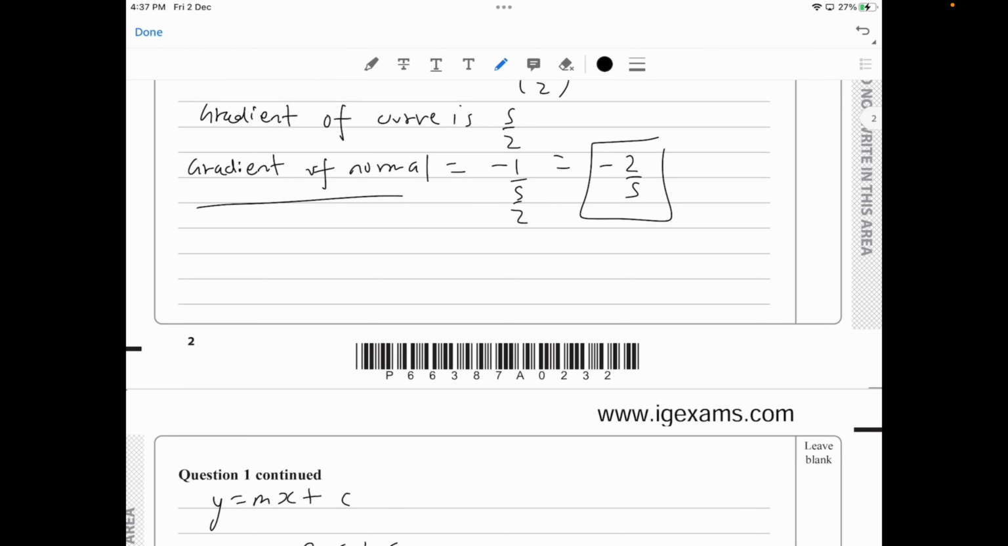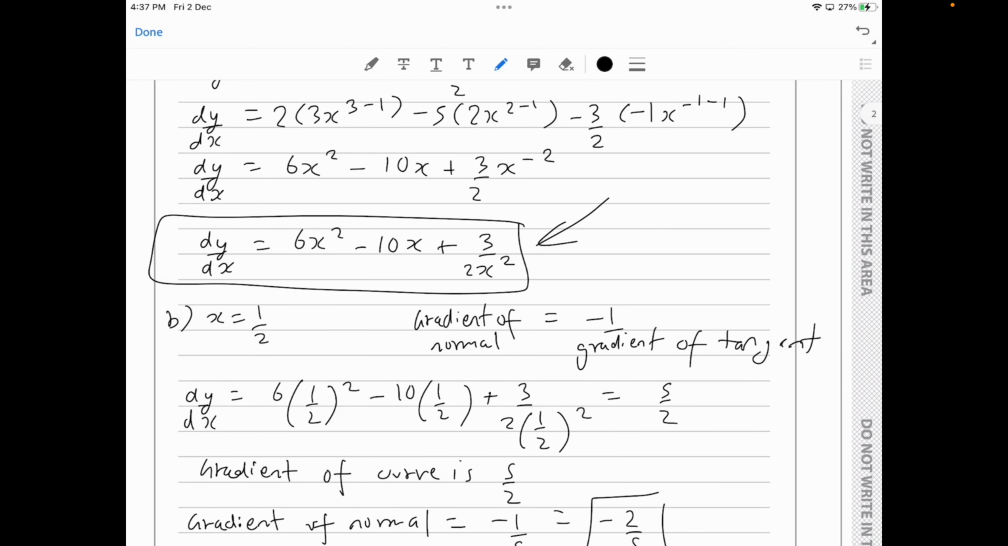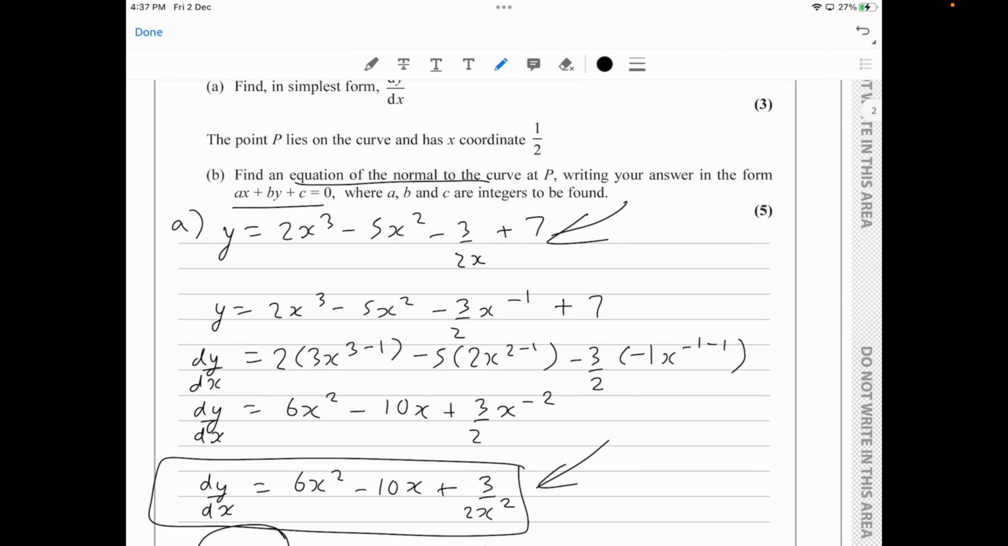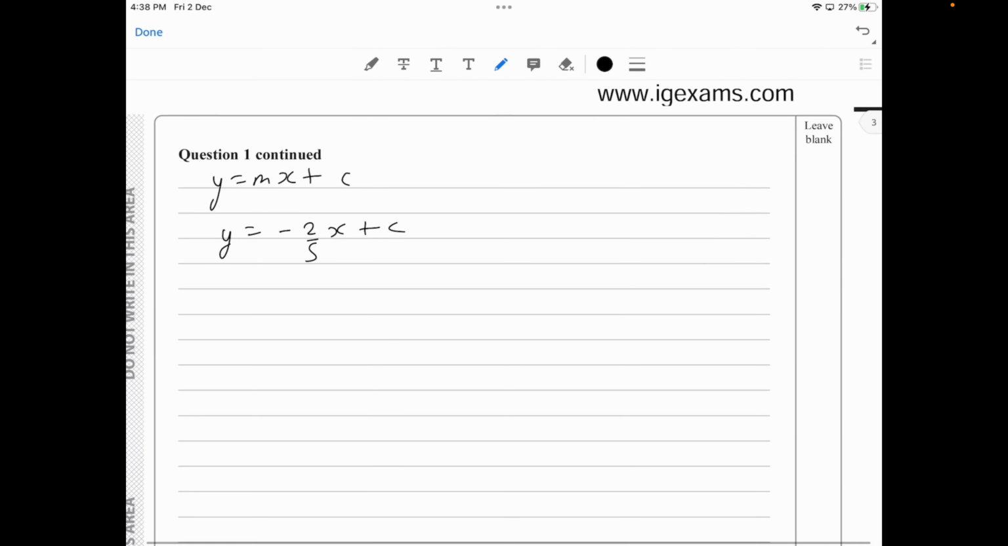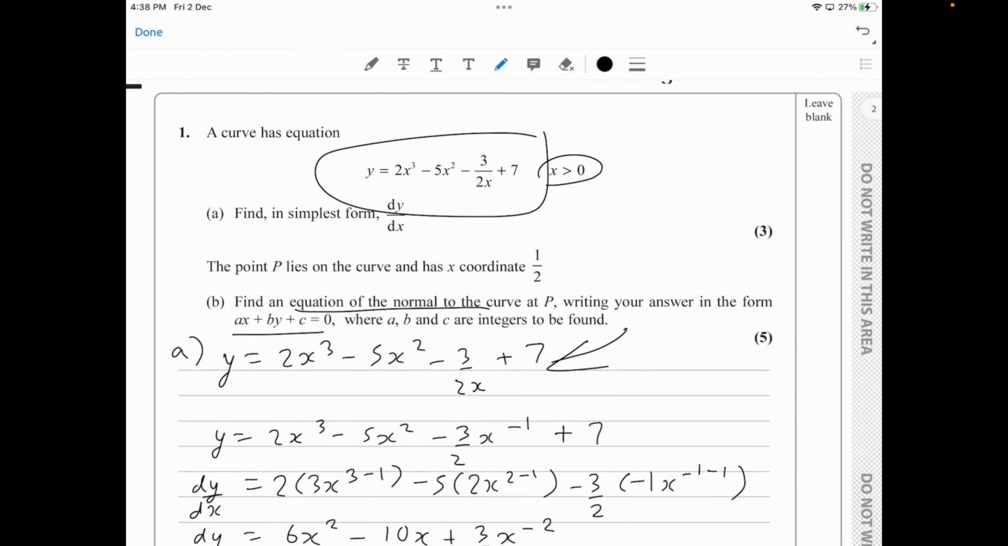So when you substitute the value of x into the differentiated equation, you're actually getting the gradient. Now when you substitute the value of x into the equation at the top, you're most likely to get the y coordinate. So that's the reason why we're going to substitute the value of x into the top equation. The top equation is y is equivalent to 2x^3 - 5x^2 - 3/(2x) + 7. That's the current equation that we're given in the question as well.